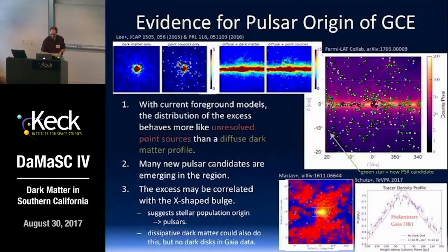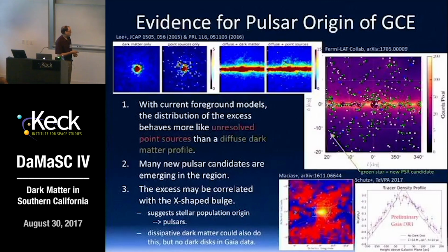Also, Fermilab did an analysis where they looked for pulsar candidates, and they found a lot of possible point sources that have the right spectrum to be pulsars. And so this is suggesting that with more data, maybe they are beginning to resolve this unresolved population. And it appears to be consistent with the pulsar hypothesis.